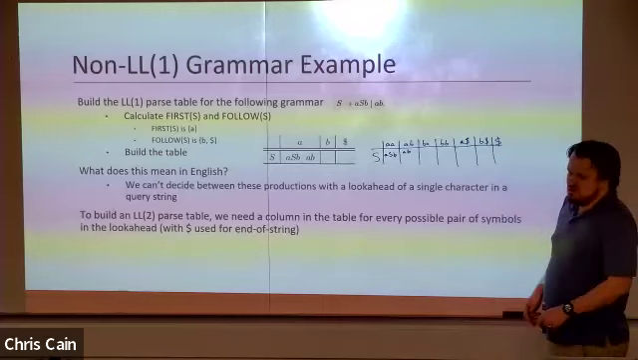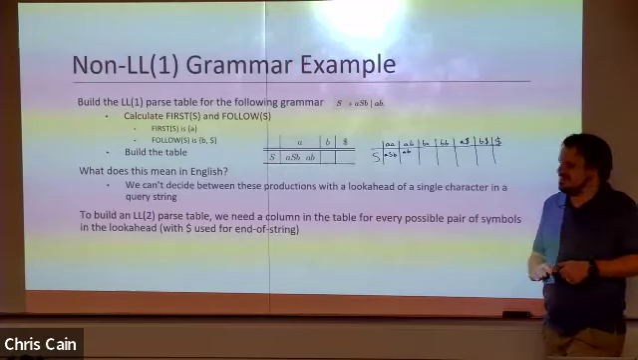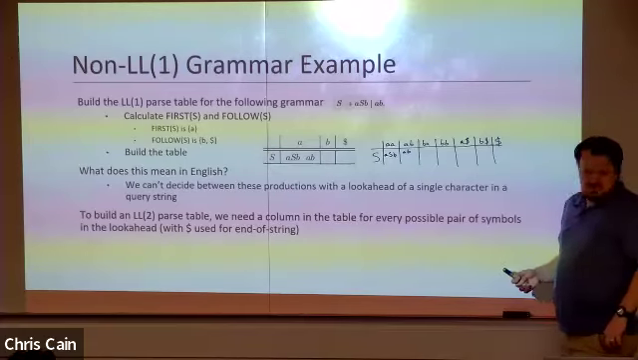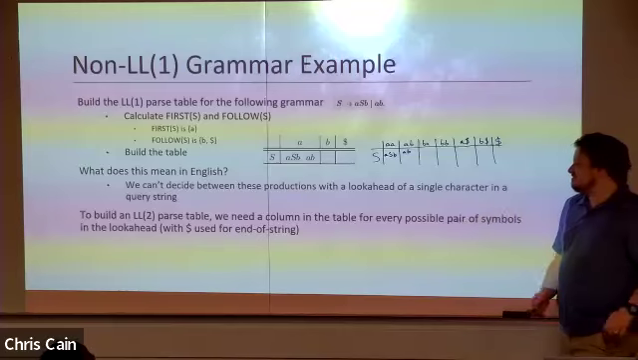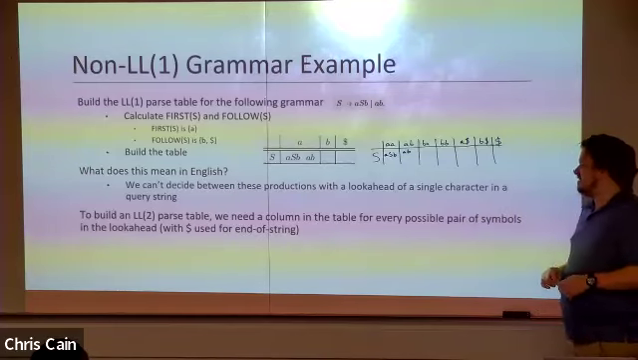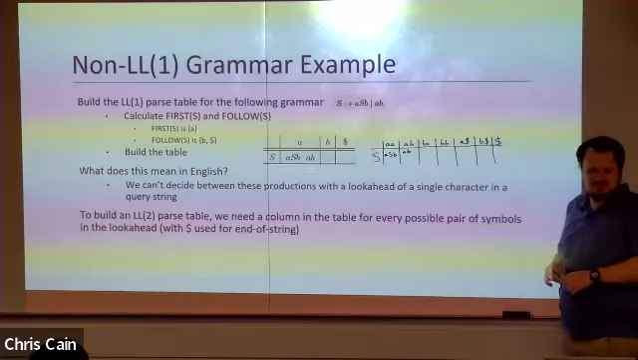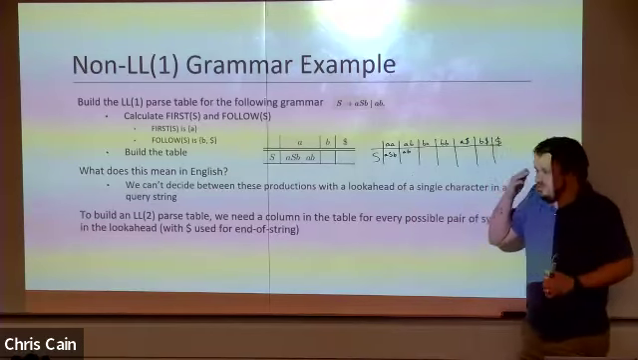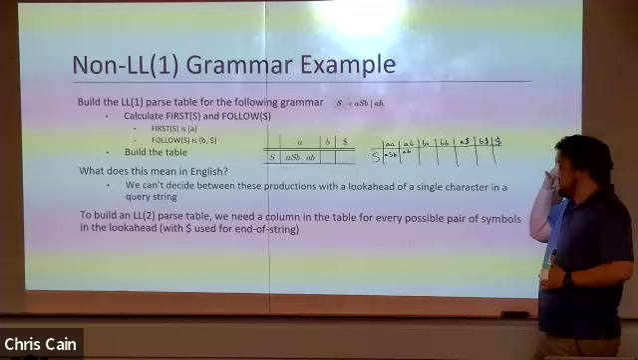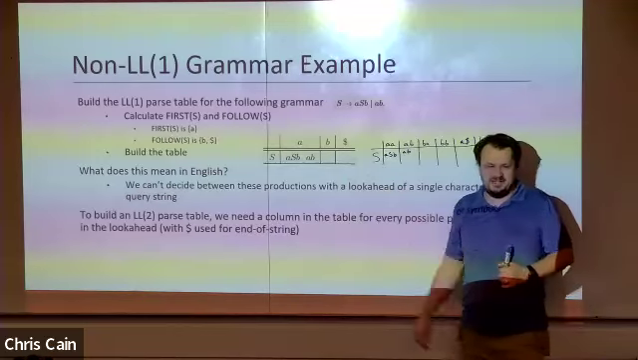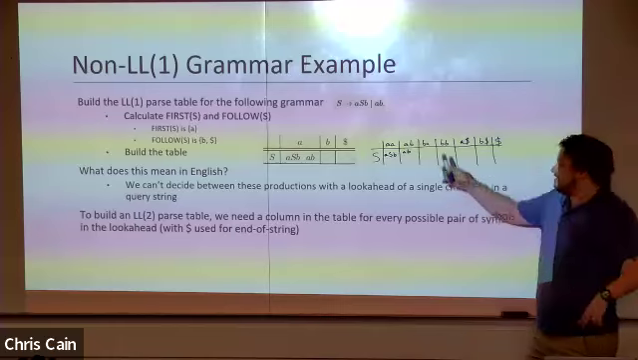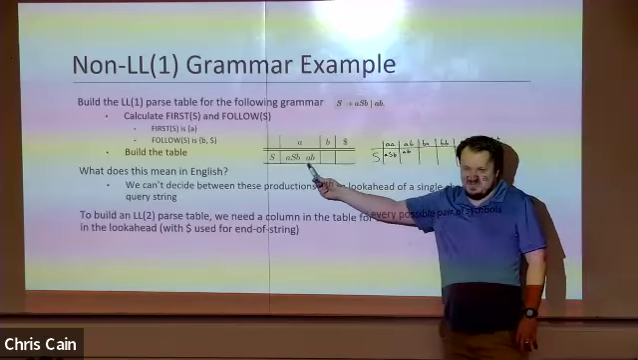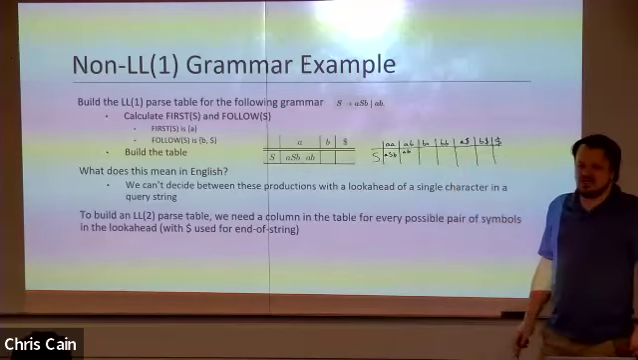So with an LL2 parse table, what do we notice? Do we still have ambiguity? Are there any cells with multiple productions in them? Multiple right-hand sides? There are not. So with a lookahead of two characters, it turns out that we can determine which of these to apply. So this is an LL2 grammar, not an LL1 grammar, because in the LL1 parse table, there's ambiguity, but in the LL2 parse table, there is not.